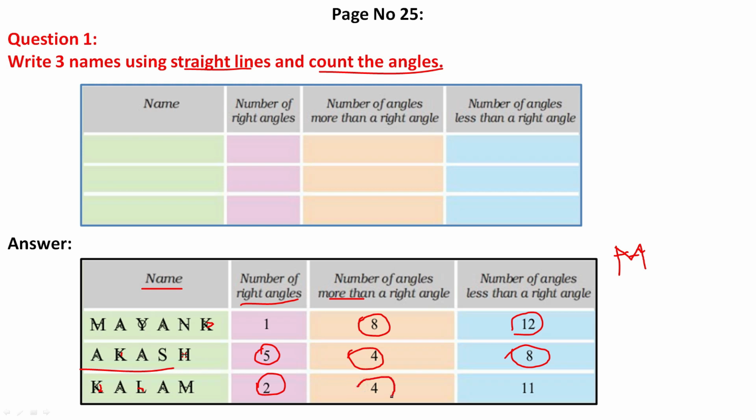Then 4 angles are more than right angle and 11 angles are more than right angle. Like that you can write your name and write the number of angles: right angle, more than right angle, less than right angle.